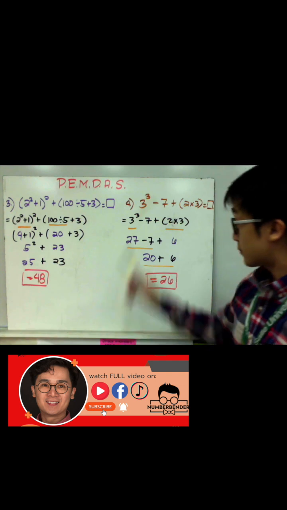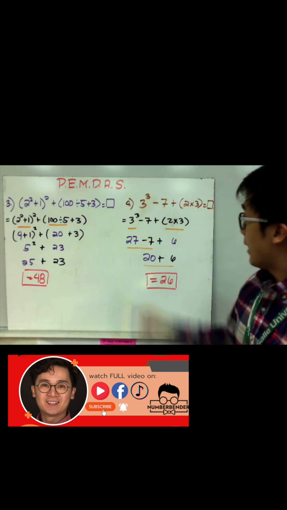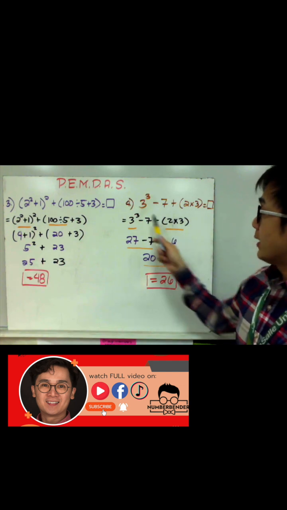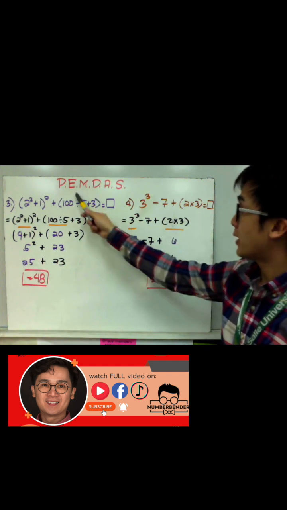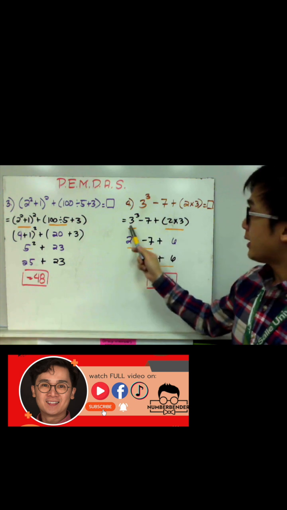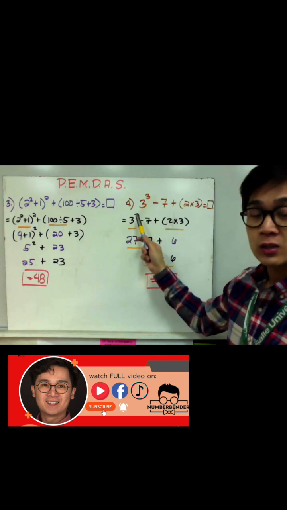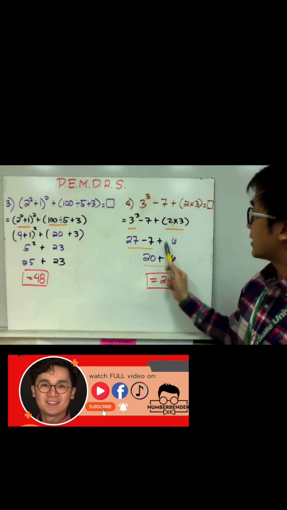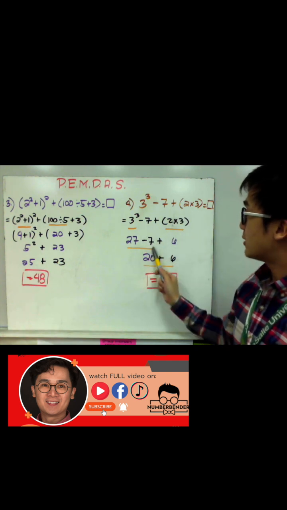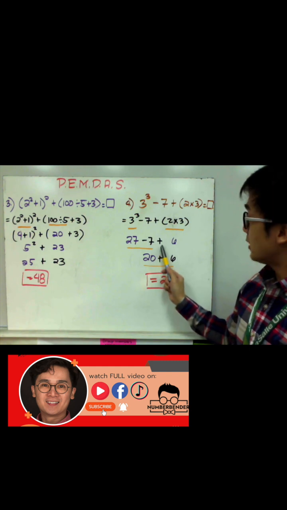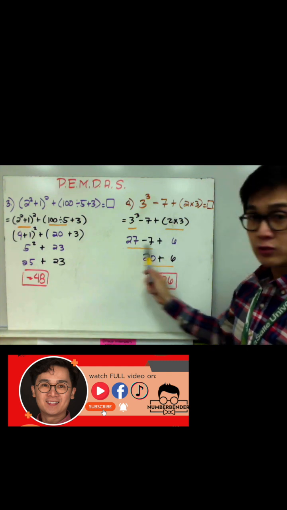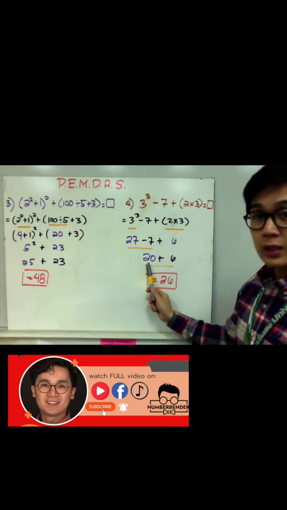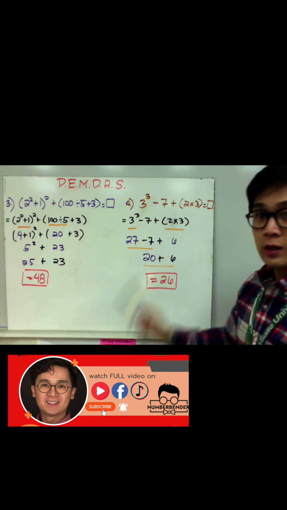And for my example number 4, I have 3 cubed minus 7 plus the quantity of 2 times 3. So I'm going to evaluate my exponent and my parentheses. So 3 cubed, which is 3 times 3, which is 9, 9 times 3 is 27. And 2 times 3 gives me 6. Bring down negative 7 and their operation for addition. And now you can work out your left to right method. So 27 minus 7 plus 6 will give you 20 plus 6, equal to 26.